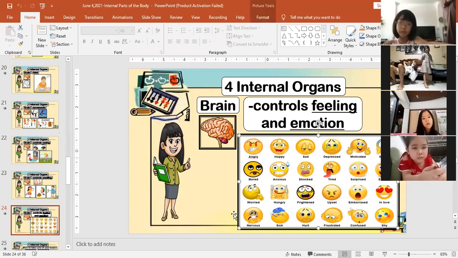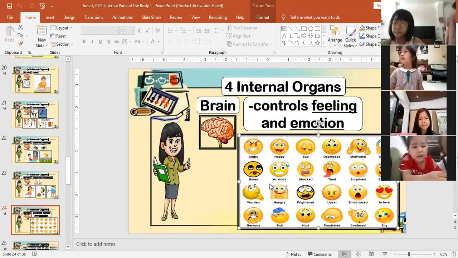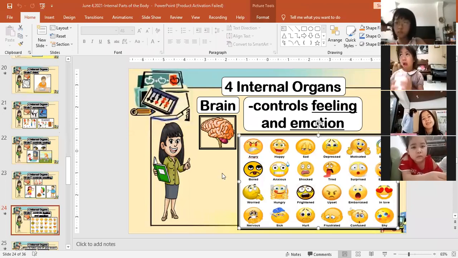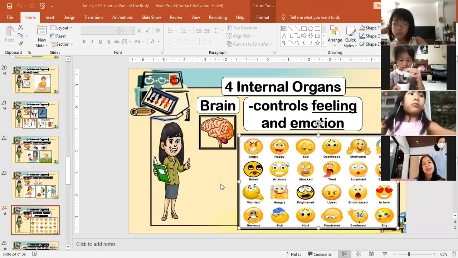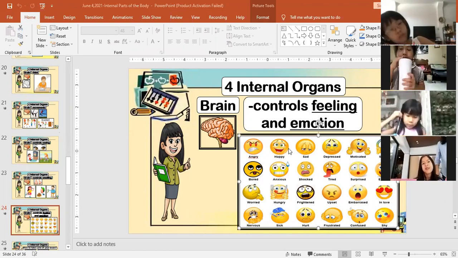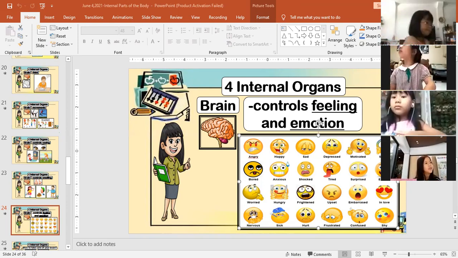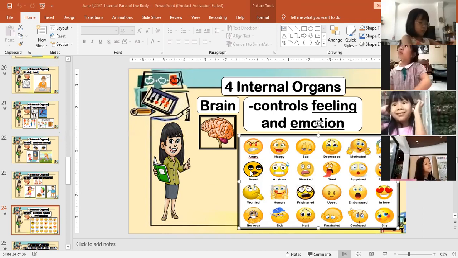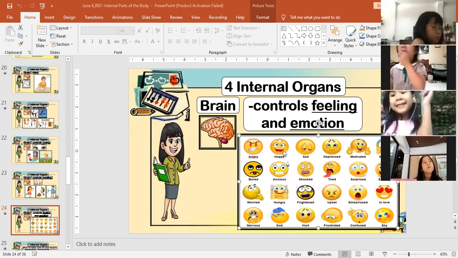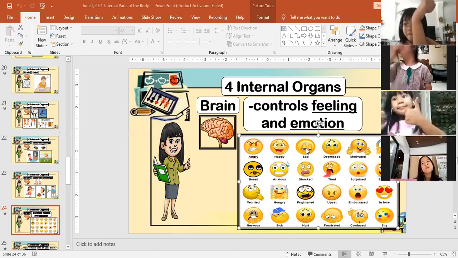The first one is angry. Okay, very good. Angry. For example, when your sister gets your toy, are you angry at your sister? Share your toy, right? How about this one? Happy. You are happy because your mother gave you what? Present. When your mother buys a cake, when your mother gives you a toy car, are you happy? Yes. How about this one?